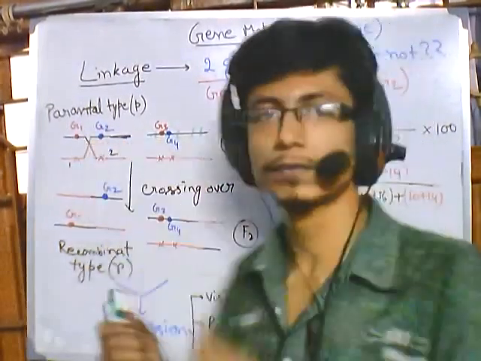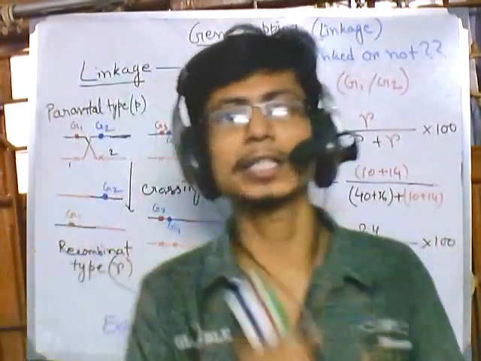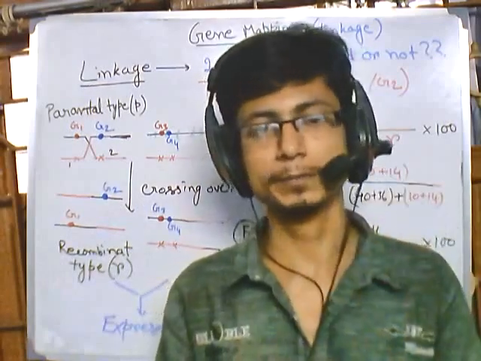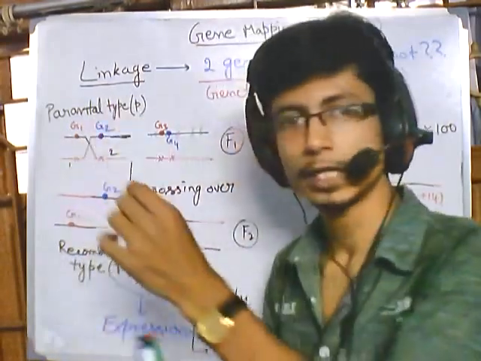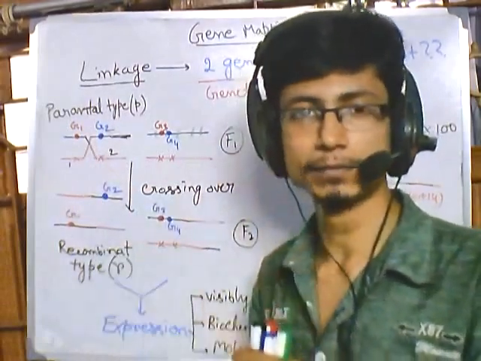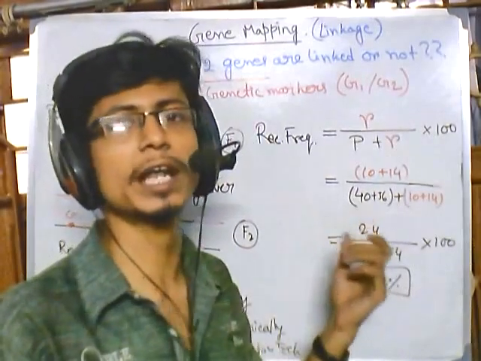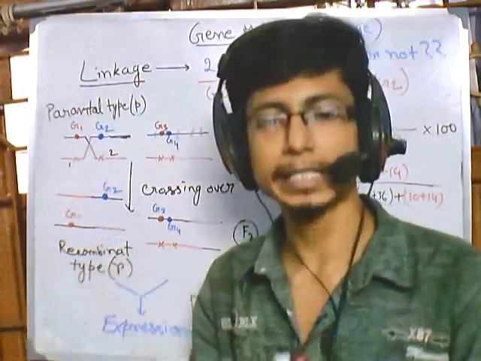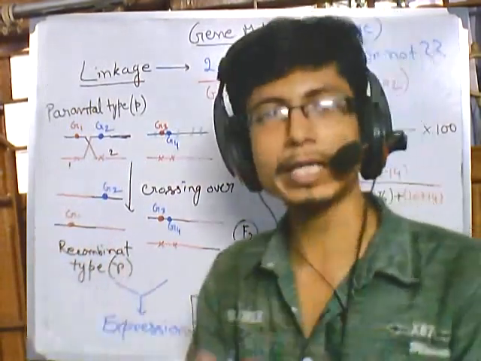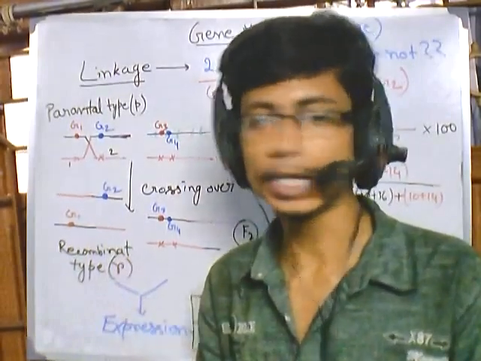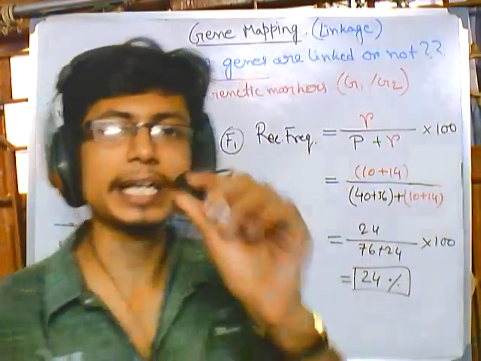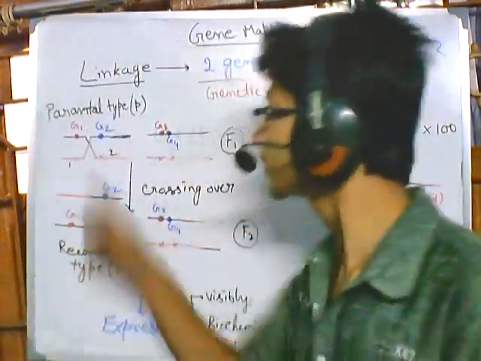If they are close enough, there should be less recombination. If they are distant apart, there should be more recombinants. So if they are close enough, they are less unlinked, more linked. Now in this case, what we are getting is the frequency for unlinking. If they are closely placed, they are less unlinked, more linked. If they are distantly placed, they are more unlinked, less linked.